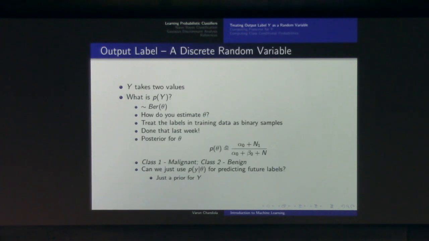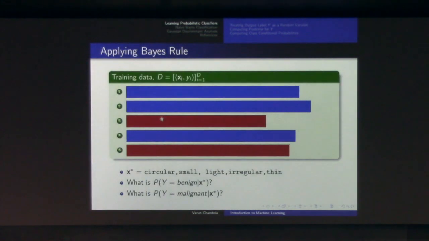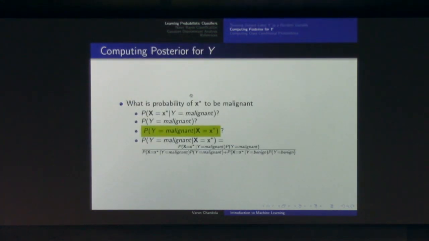Which is you basically count the number of malignant examples here. So P of y equal to malignant in this example would be 3 by 5. But now comes the question, how do you compute this? Probability of x equal to x star, y equal to malignant.